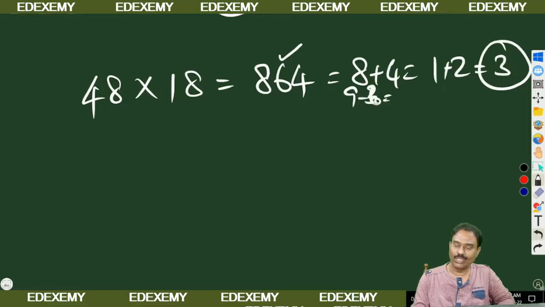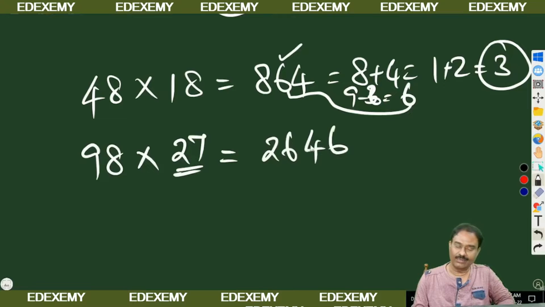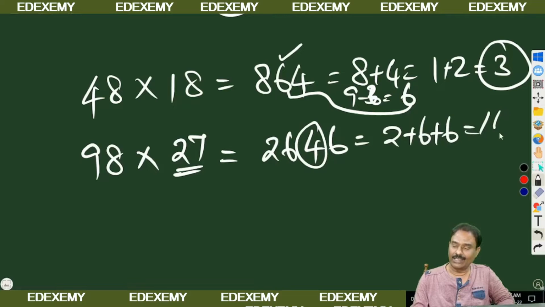So, this magic works out for any multiples of 9. It is 18 and 27, 36, 45, 81. Suppose we multiply 98 by 27, we will get 2646. Suppose he hides 4, then 6 plus 6 plus 2 is equal to 14. 1 plus 4 is equal to 5. 9 minus 5 is equal to 4. Therefore, the answer is 4.